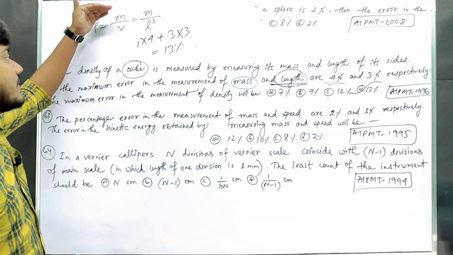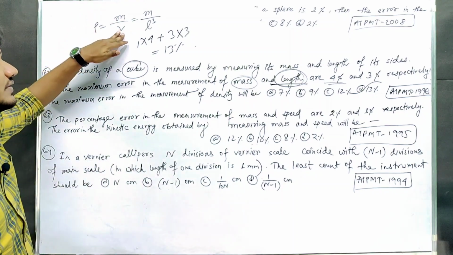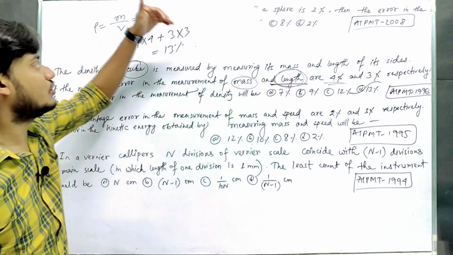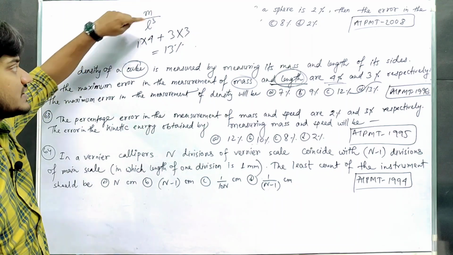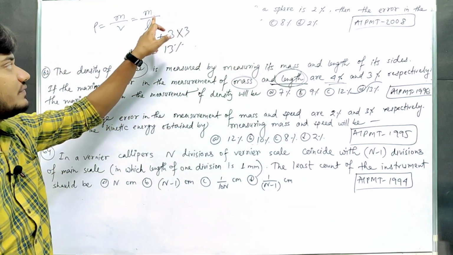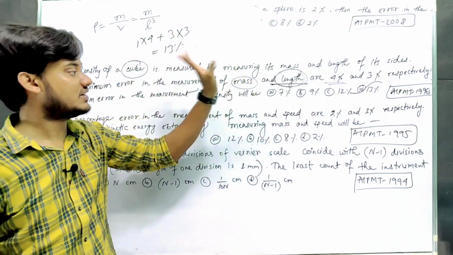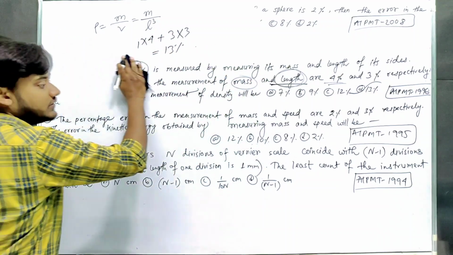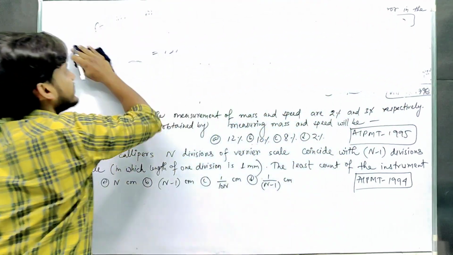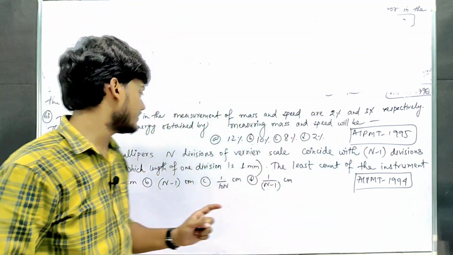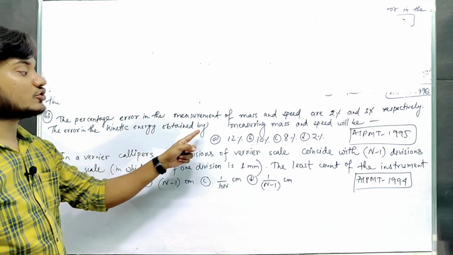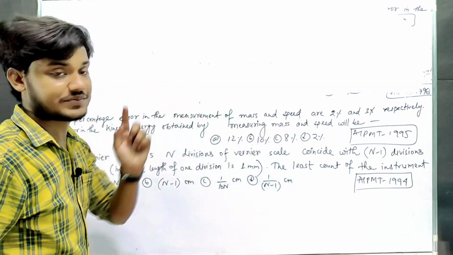Okay, mass by volume. Volume is not given, side is given, so we write m by L cube. L is side, so power of mass is 1, percentage 4, power of side 3, percentage 3, so the answer is 13%. Next, same questions. The percentage error in the measurement of mass and speed are 2% and 3% respectively. The error in the kinetic energy obtained by measuring mass and speed will be? Options are given.